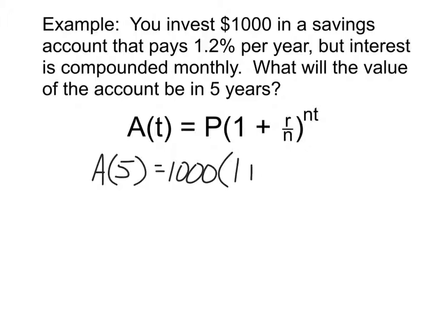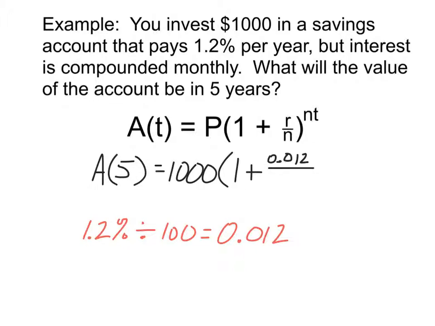Times 1 plus R. What's R going to be here? Yep. Remember, I have to take my 1.2% and I have to write it as a decimal. I have to write it as a number here. So I divide it by 100. And so that's actually going to give me 0.012. That's my actual R value. Wherever I see R appear, that's the number that goes into it.